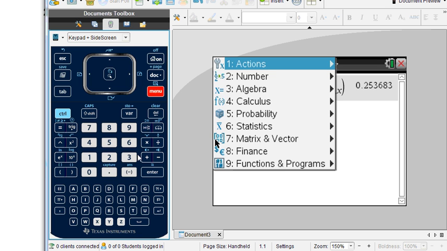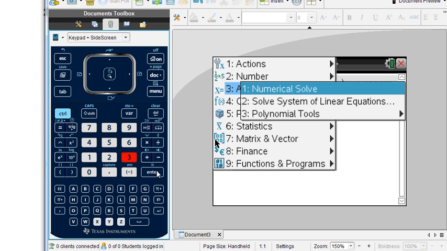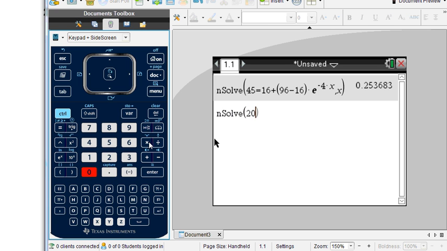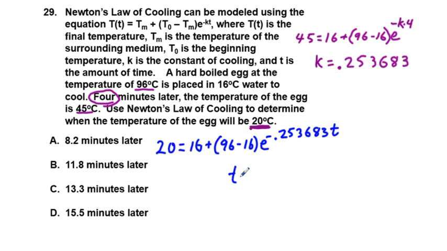Okay, numerical solve, menu, algebra, 1. So we have 20 equals 16 plus 80 e to the negative 0.253683 times x, and we come here and press a comma, and then we'll solve for x. And let's see if we get it right this time. Yes, we get 11.81 minutes. So we go back to our answers, say t equals 11.81 minutes, and we see that B is our correct answer.